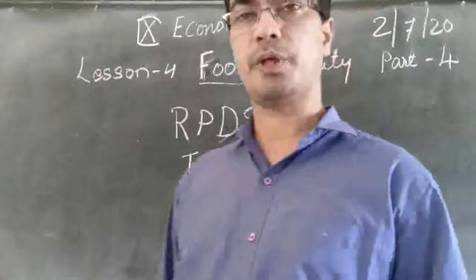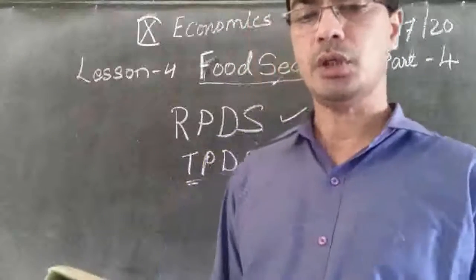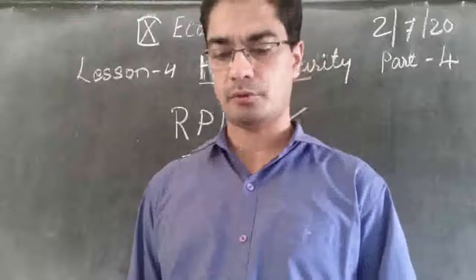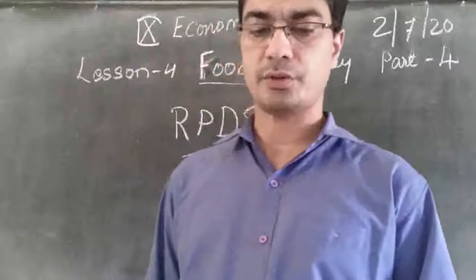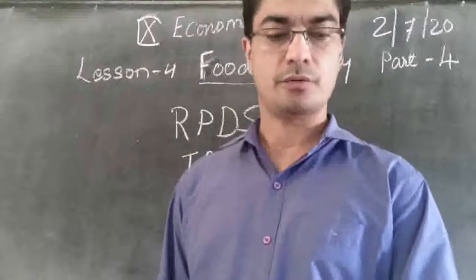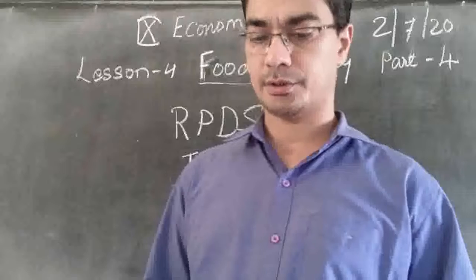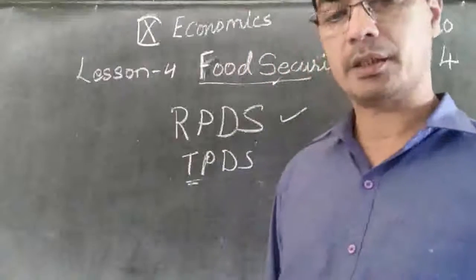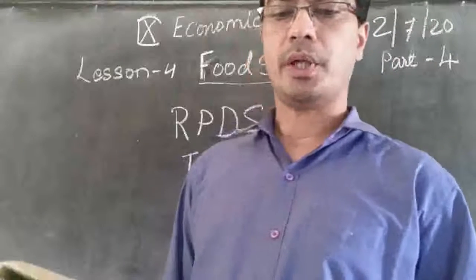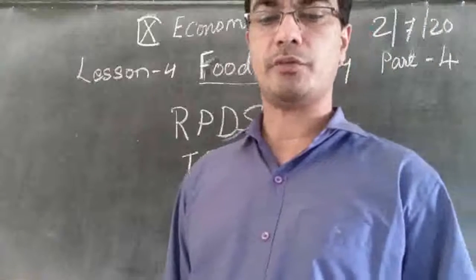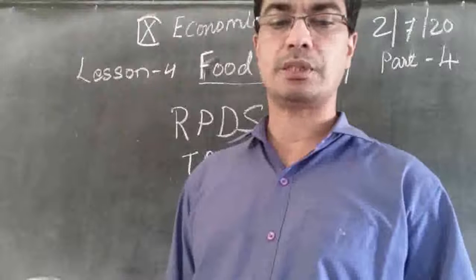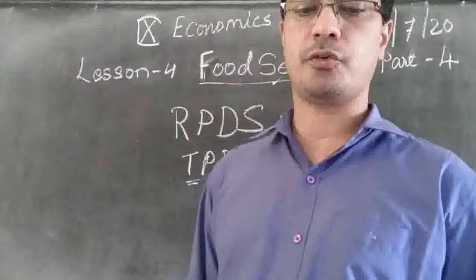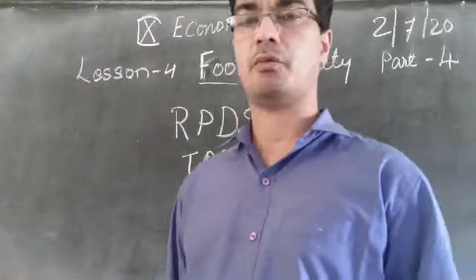Now come back to page number 15. Some important features of PDS are summarized in table 4.3. That is what we saw, the table of important features. Some more features we will study later again. The PDS has proved to be the most effective instrument of government policy over the years in stabilizing prices and making food available to the consumers at affordable prices.